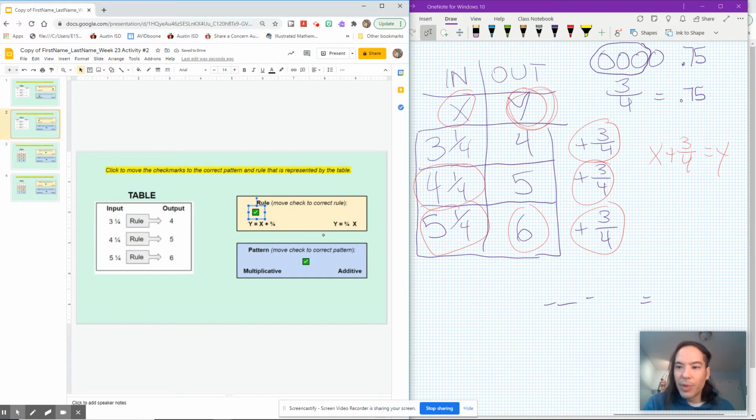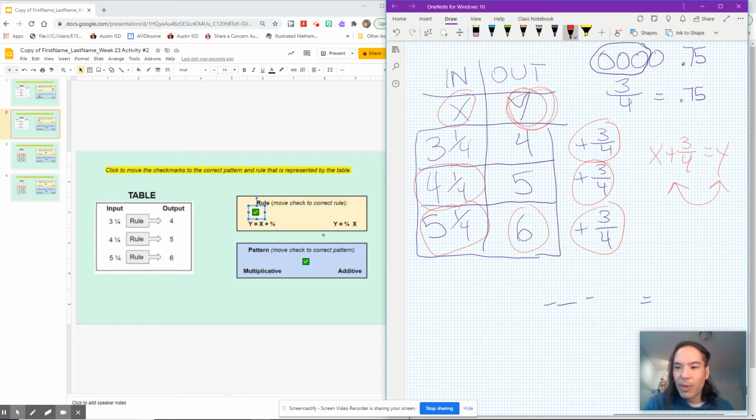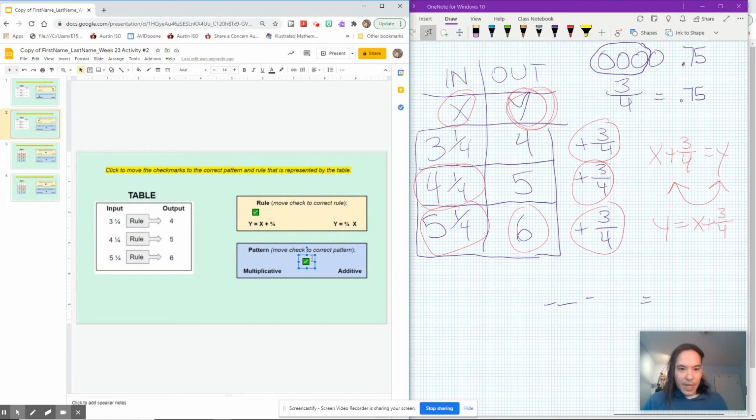Remember, because the equal sign just means both sides are the same, you can flip-flop the sides, and it can say something like this. It does not change anything about the problem by flip-flopping which side of the equal sign they are on. All right? Okay, so that is an additive pattern. Let's go on to the next page.